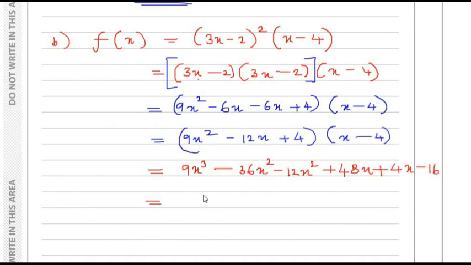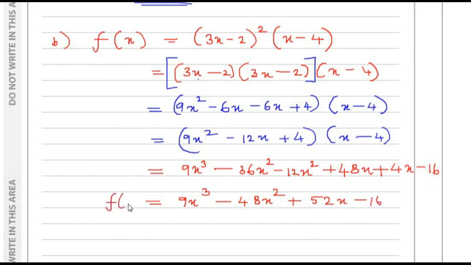So we can simplify this, and combining the like terms we should be getting it as 9x cube, and this is minus 36x square and minus 12x square, so both the signs are same, so we can combine it and write it as minus 48x square, and plus 48x plus 4x, again like terms, so we can write it as plus 52x minus 16.